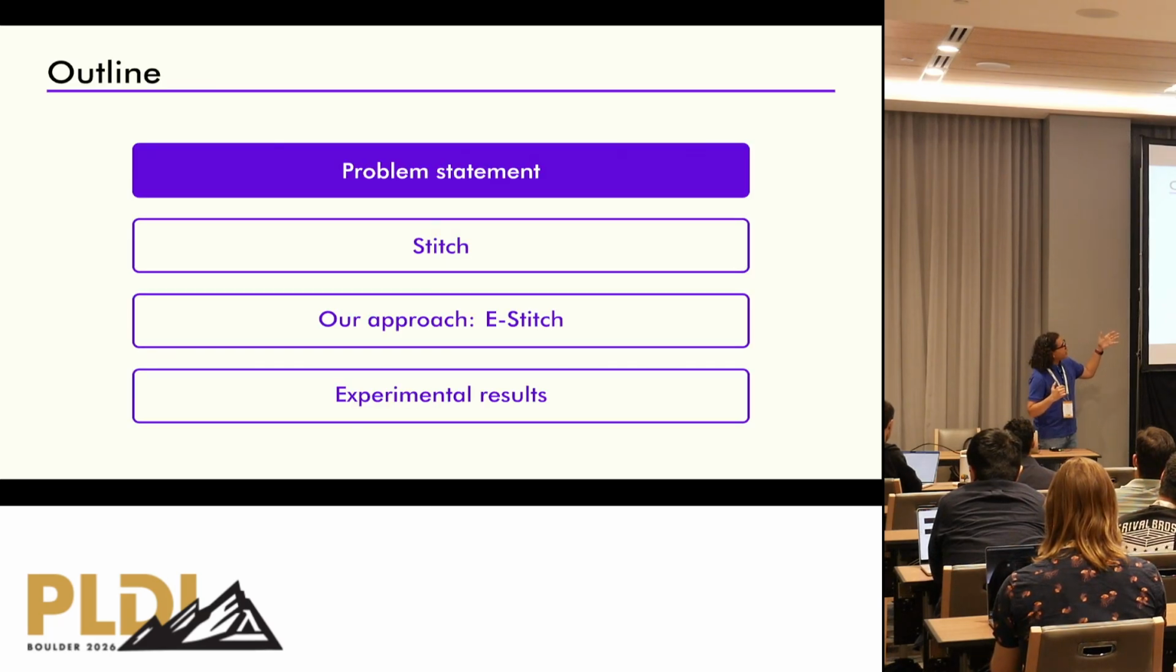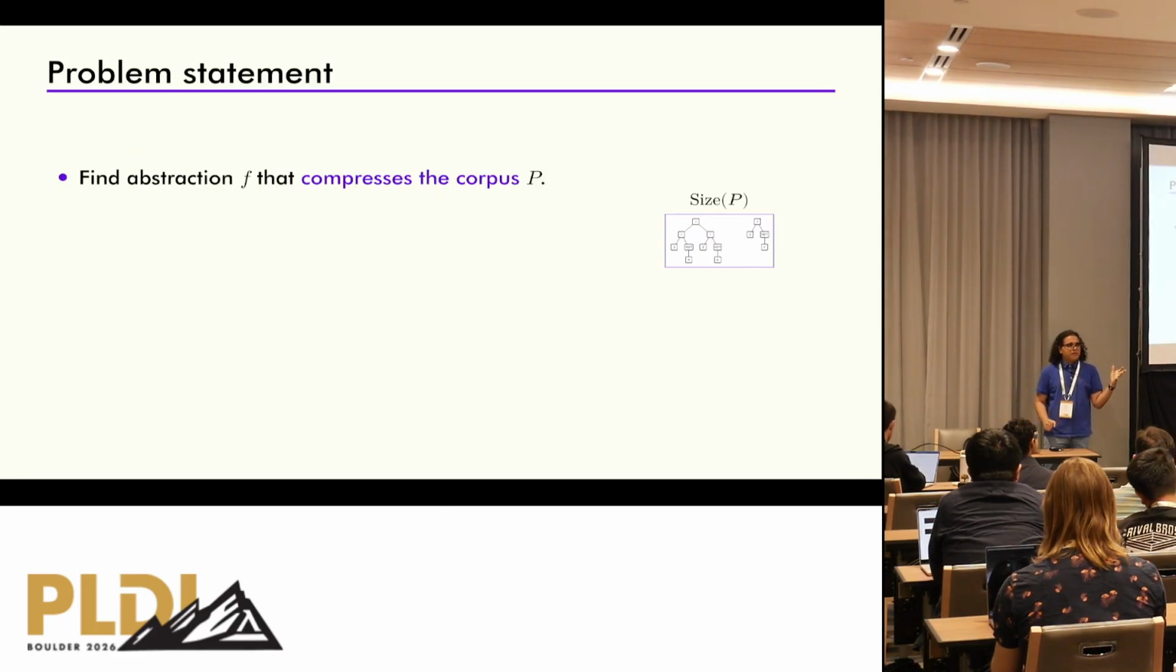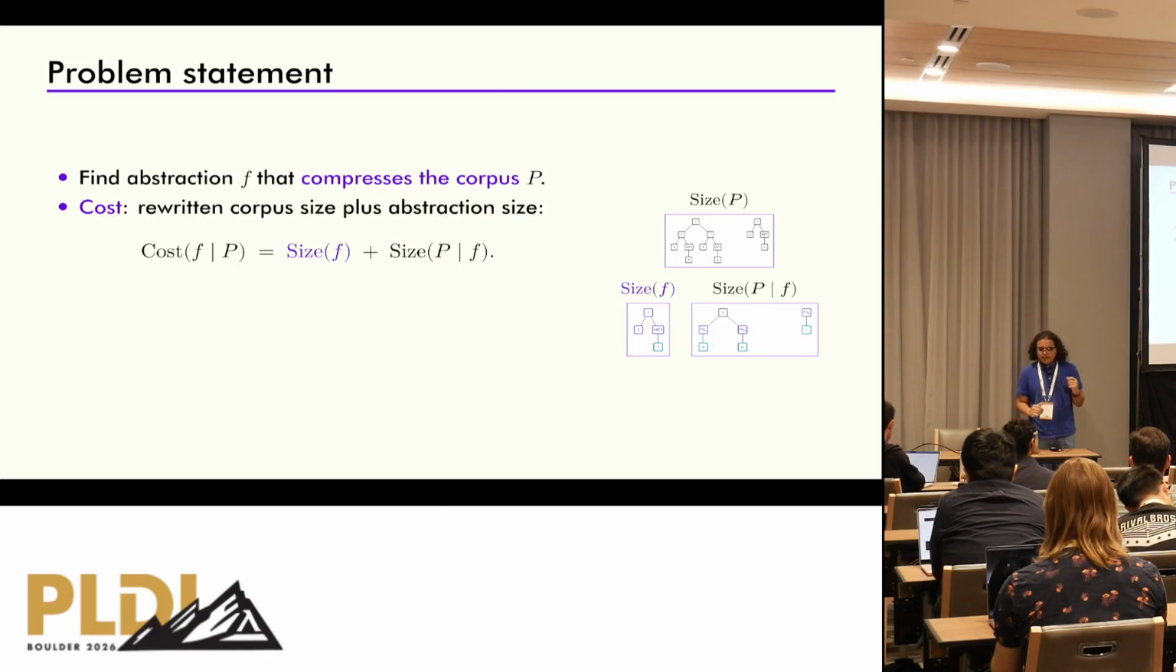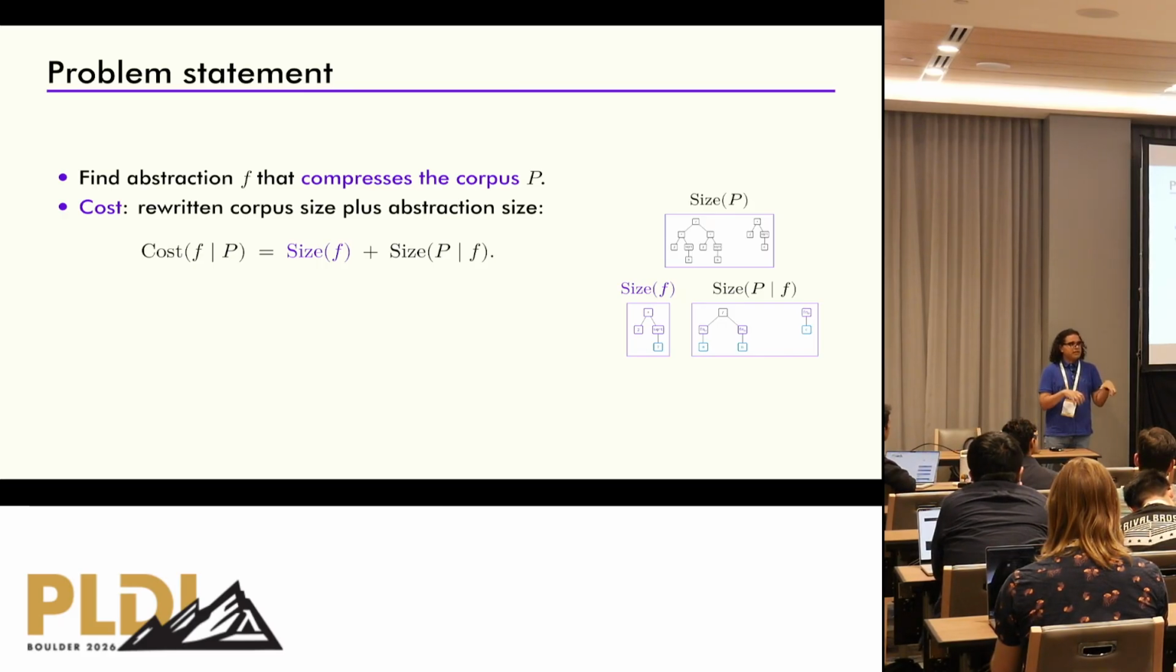As a quick outline of this talk, first we're going to have our problem statement, then we'll talk about Stitch, then our approach, and then some experimental results. The formal problem statement here is that we want to find some abstraction f that compresses the corpus p. The cost function that we're trying to minimize is the size of the rewritten corpus plus the size of the abstraction. We add in the size of the abstraction, otherwise the most compressive abstraction would just be the min term of the entire corpus, and then that's just one big abstraction. Obviously, we don't want that.